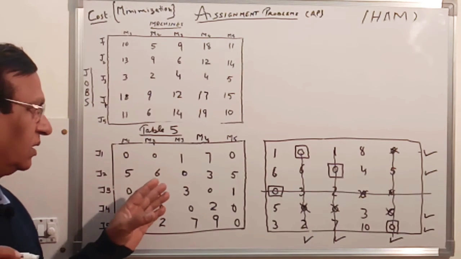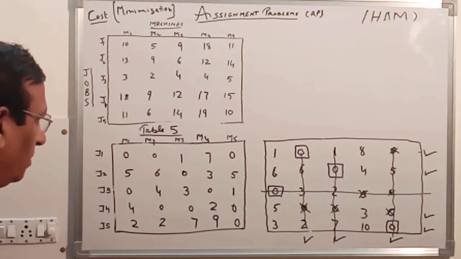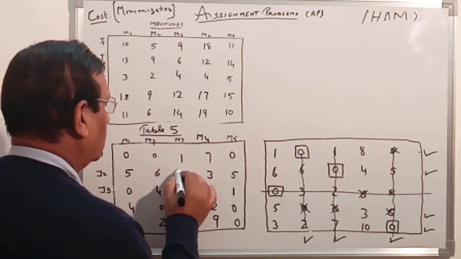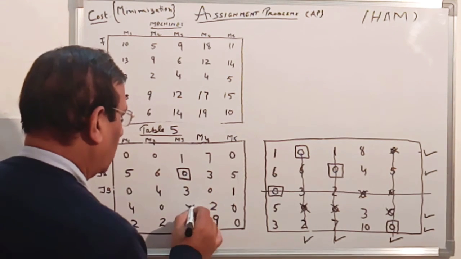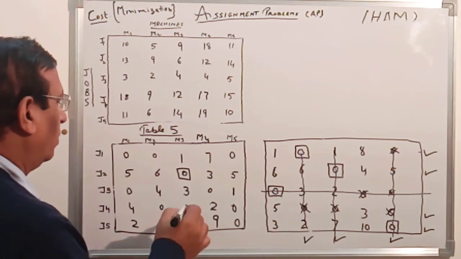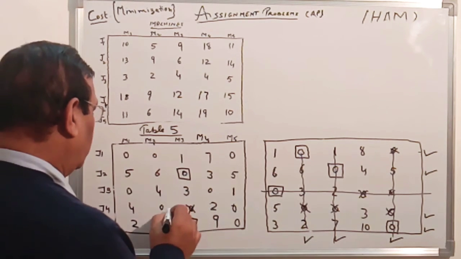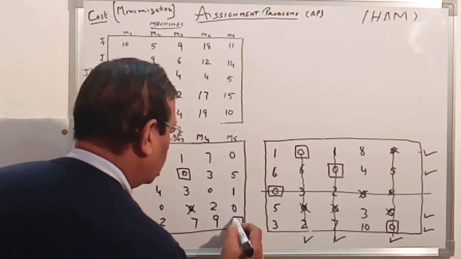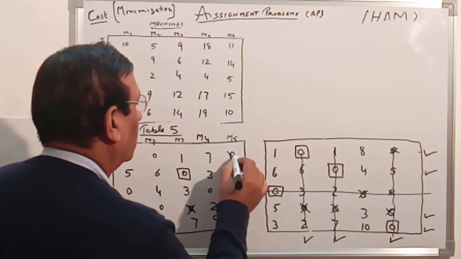Making 0 assignment is the same. The method is the same, the technique is the same. So find the row in which there is a single 0. Here is one single 0. Make the assignment and cross the other 0 lying in the column. In the third row, 2 zeros are there. In the fourth row, 2 zeros are there. In the fifth row, 1 zero is there. Mark this 0 as assignment and cross other zeros lying in the column.